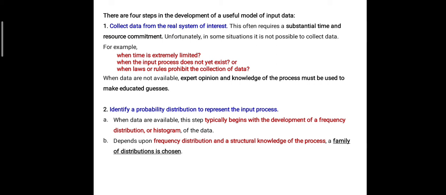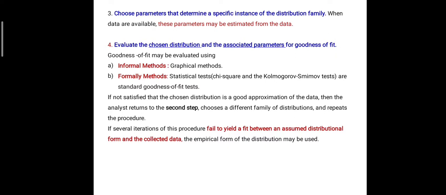So in such a situation, we can consult experts who are actually involved in the system and take their opinion and obtain the knowledge for making educated guesses. The second step is to identify a probability distribution to represent the input process. When the data are available, this step typically begins with the development of a frequency distribution or histogram of the data. Depending upon the frequency distribution and structural knowledge of the process, a family of the distribution is chosen. The third step is to choose a parameter that determines a specific instance of the distribution family.